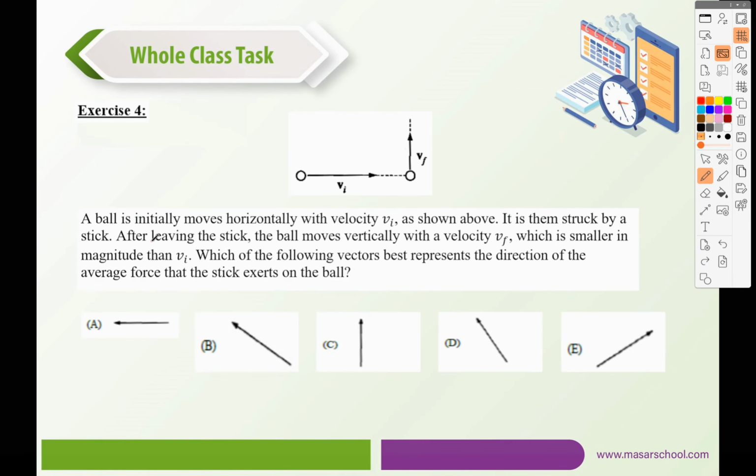Now exercise 4. A ball is initially moving horizontally with velocity vi as shown above. It is then struck by a stick.